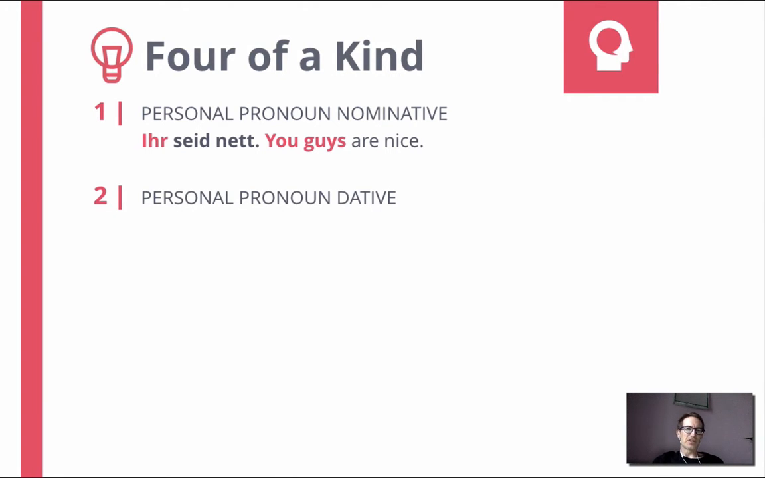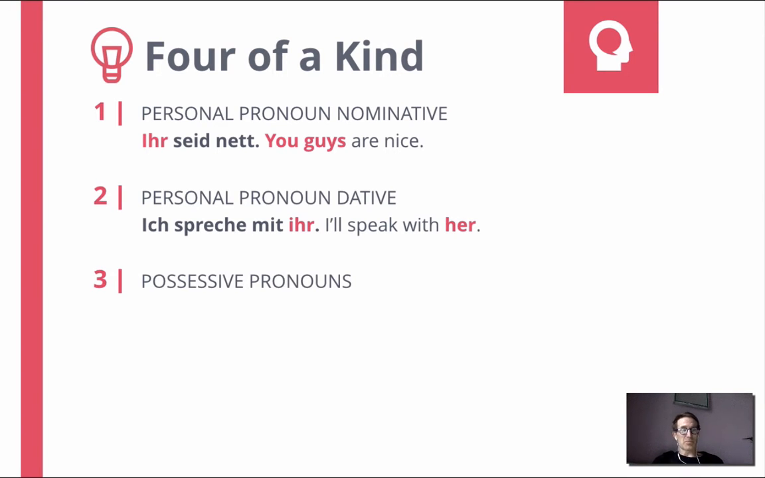The second kind of "ihr" is also a personal pronoun, but in a different case, the dative. "Ich spreche mit ihr", I'll speak with her. So you see here, "ihr" is translated with "her", which is a completely different person than before. The third one is a possessive pronoun, still a pronoun, which I explain in a minute, and it is related to possession, to possess something. So: "Ich sehe ihre", I see hers.